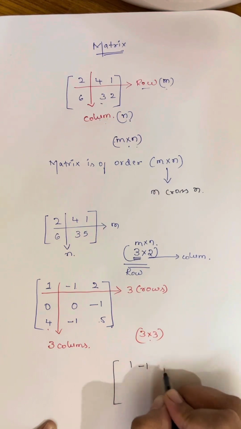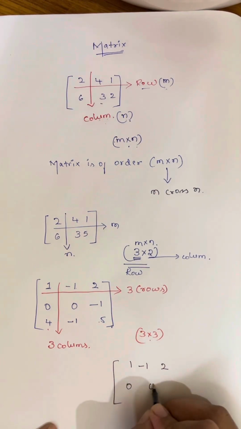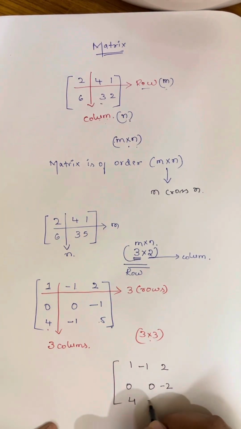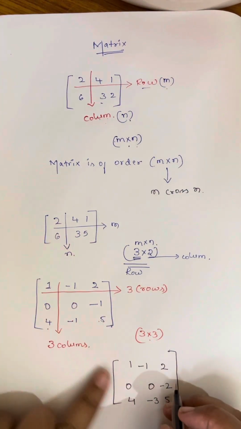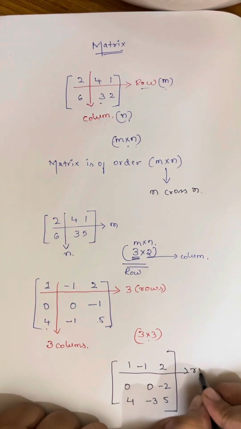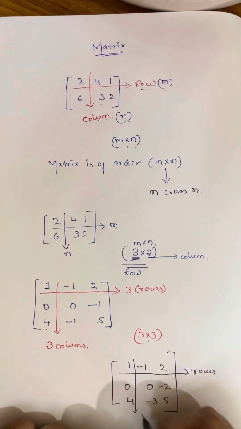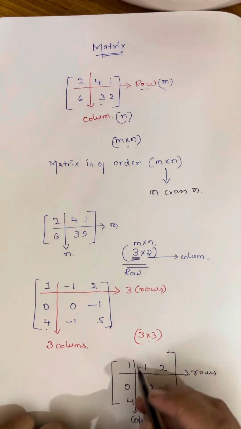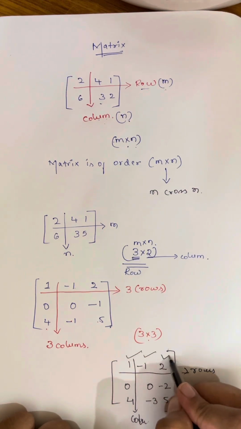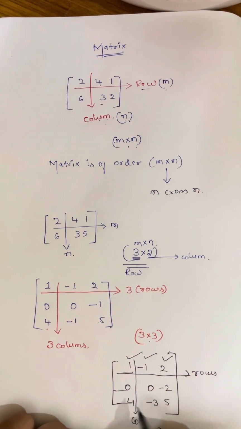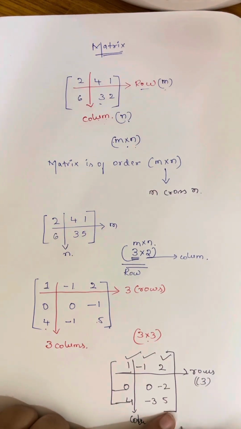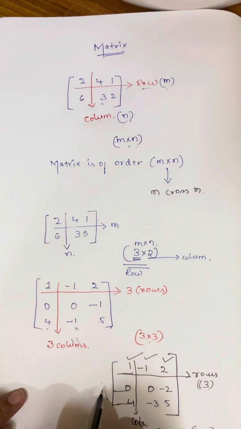Another example: 1, minus 1, 2, 0, 0, minus 2, 4, minus 3, 5. So in this, these are rows and these are columns. How many columns? 1, 2, 3. There are 3 columns. How many rows? 1, 2, 3. So 3 rows. So it will be 3 cross 3. This is nothing but the same.